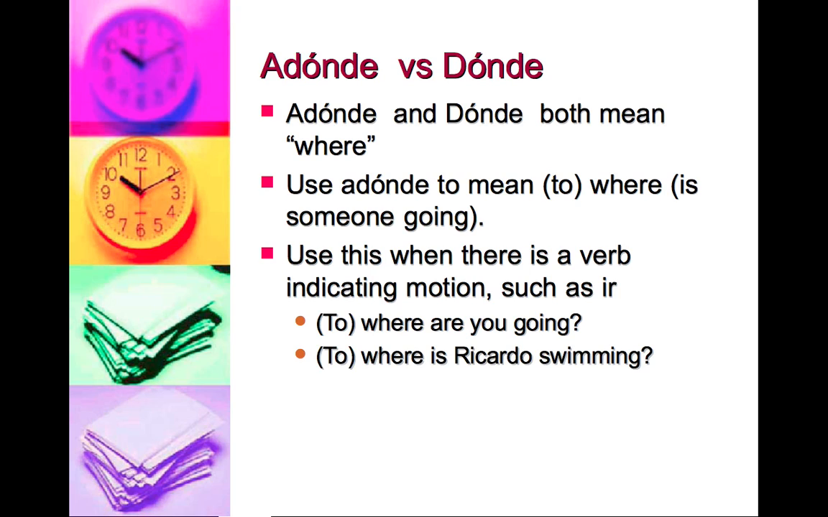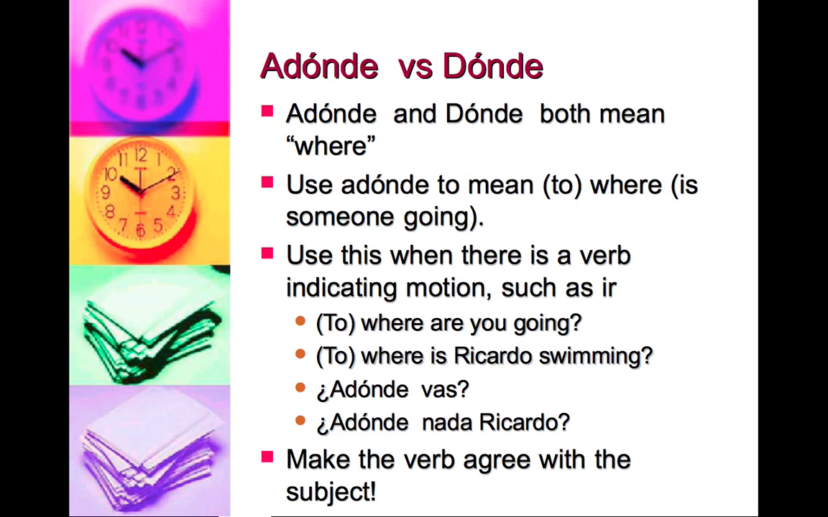And another example, where is Ricardo swimming? Like, where is he swimming to? He's just swimming out in the lake. We don't know where he's going. So you say, where's Ricardo going? Both of these are indicating action. So to say, where are you going? We just have vas, because that's how you say you go. And you just stick the question word in front of it. ¿Adónde vas? Or where's Ricardo swimming? We say, ¿adónde nada Ricardo? We have to make sure that nada agrees with Ricardo, because he's the subject, right?